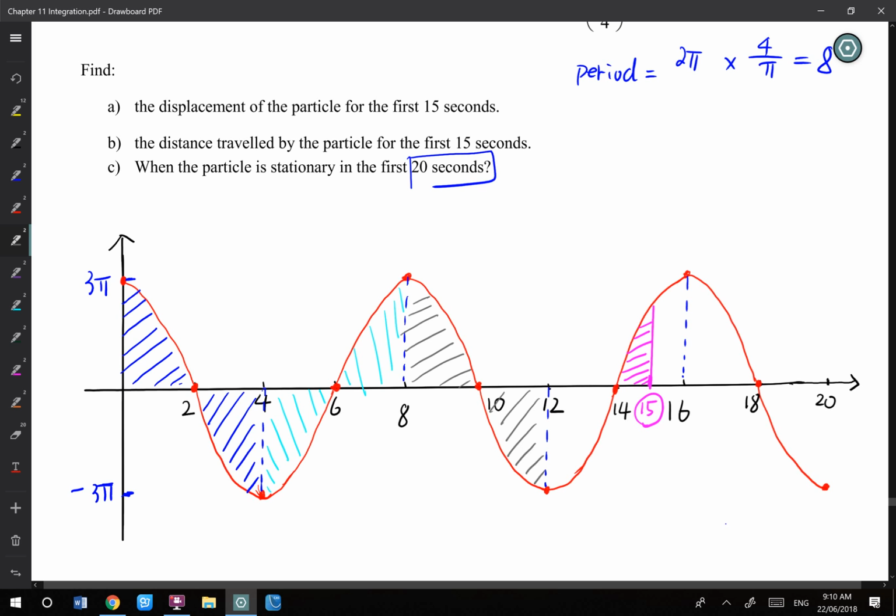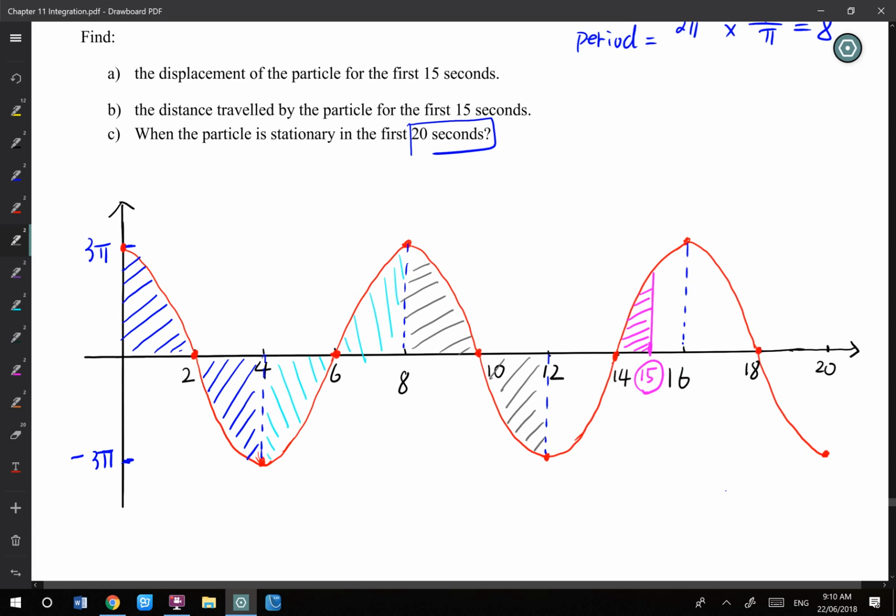Okay, so the first question asks me the displacement, and the second asks me the distance. And the third one asks when it will be stationary for the first 20 seconds. Well, the last one is easy to answer after I draw the graph. That's t equals 2, 6, 10, 14, and 18 seconds. That will be stationary. You can see from your graph 2, 6, 10, 14, and 18.